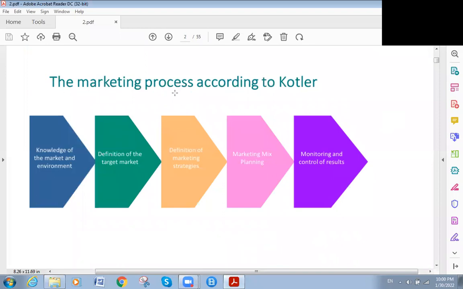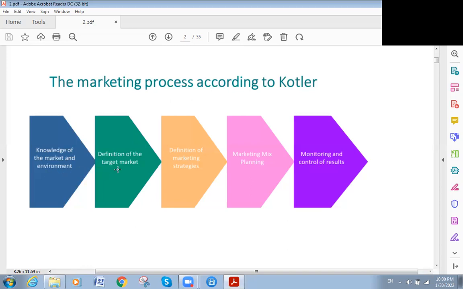So here is the marketing process according to Kotler. In the marketing process according to Kotler, we start with the knowledge of the market and the environment. So you will know everything around you in the environment. We will go on the PESTLE model, P-E-S-T-L-E, which tells us about the political environment, social environment, legal environment, and so on. So we will see the 6 forces, the forces of Porter's model, and know everything about it.